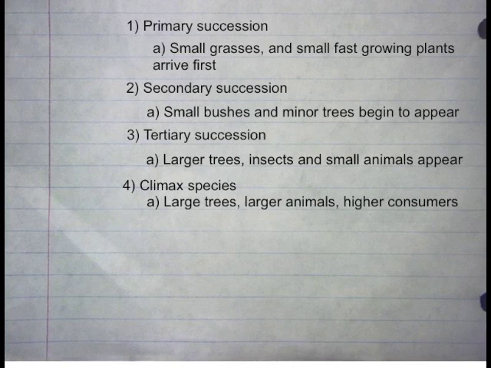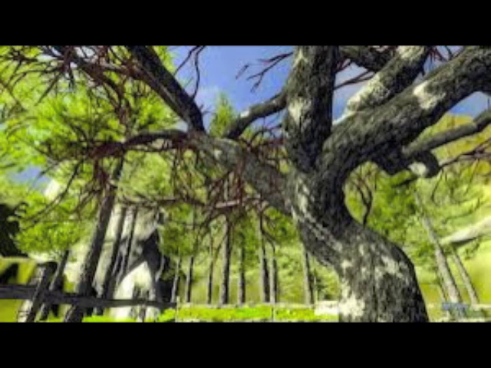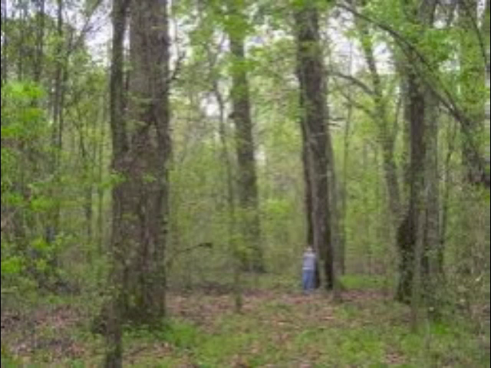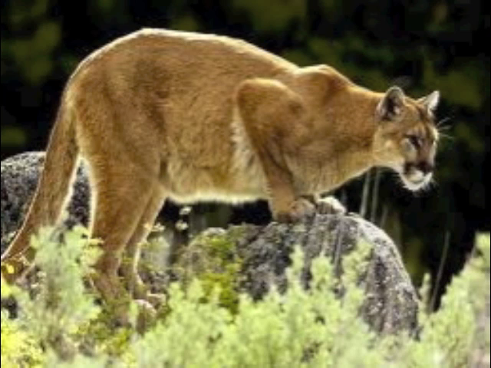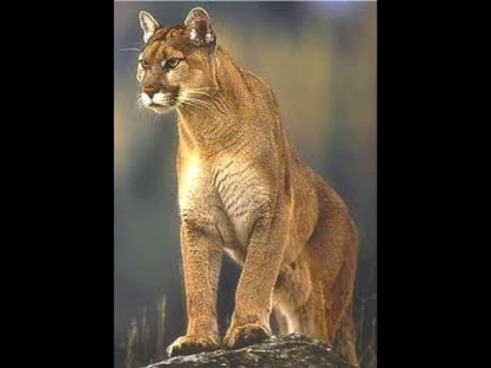Climax species. Large trees, larger animals, and higher consumers. Climax species are organisms that take a long time to grow or have very specific nutrient requirements. Because they take so long and need a stable ecosystem, they're known as climax species. Most animals that we think of are climax species, as they need set ecosystems in order to be healthy. That's the order of succession.